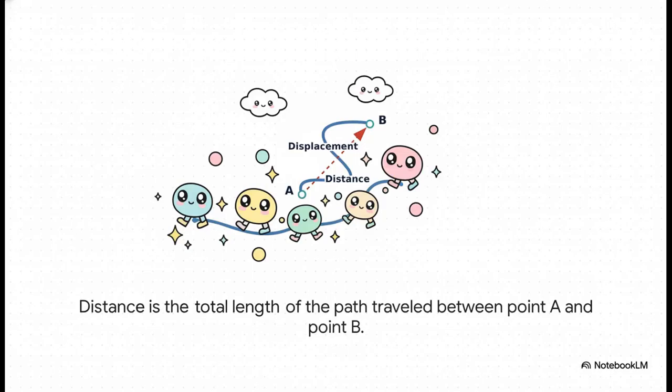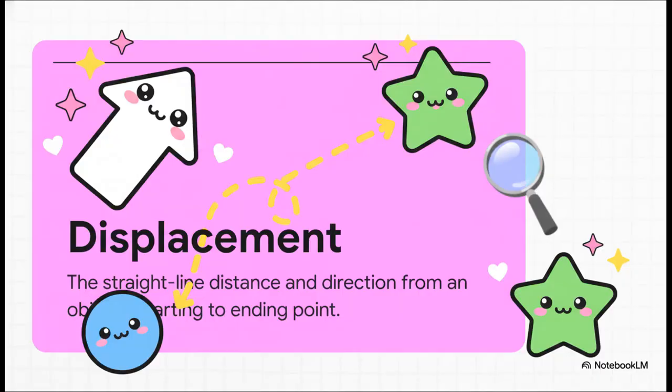Easy. So imagine you're walking from point A to point B, and you follow this winding blue path. The distance is the entire length of that squiggly line. We're counting every single step you take. But now, let's grab our next tool, displacement. This one is so important for scientists, pilots, or really anyone who needs to know not just how far you went, but where you ended up compared to where you started. Displacement is that straight line shortcut between your start and end points.